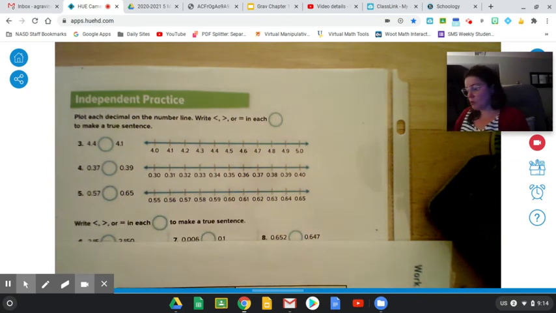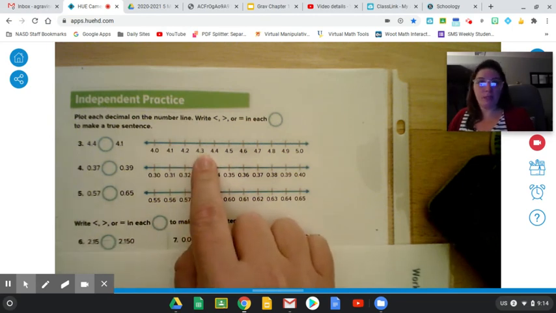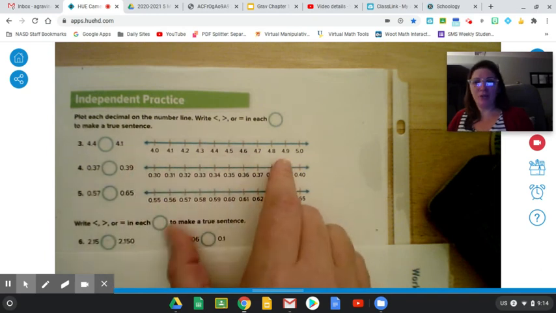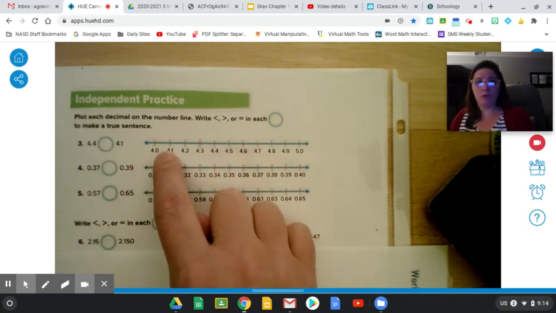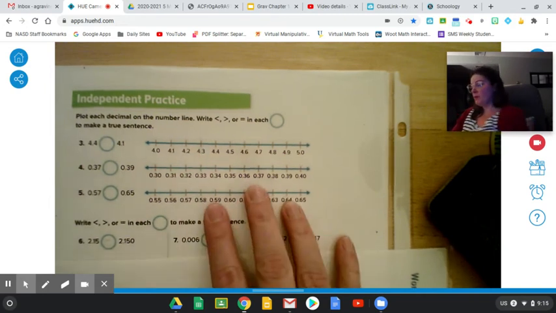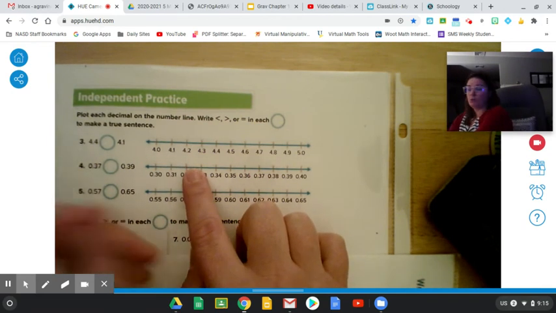So one way to compare decimals is to use a number line. If you are provided with a number line, it makes things a lot easier. If you have to make your own number line and you're not really sure of your decimals and where they are in the number line, I would not suggest doing that. But we have number lines ready for us, so let's go ahead and use them.